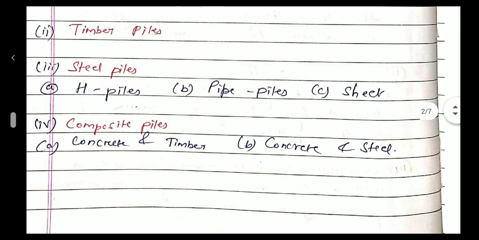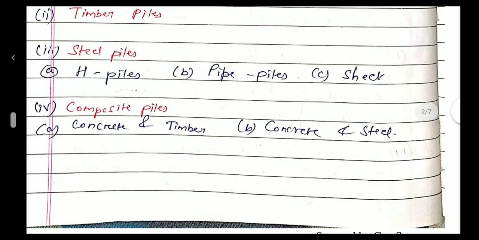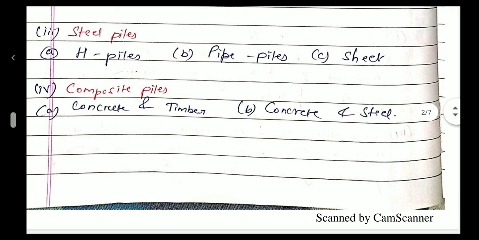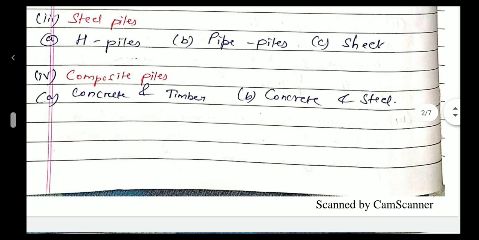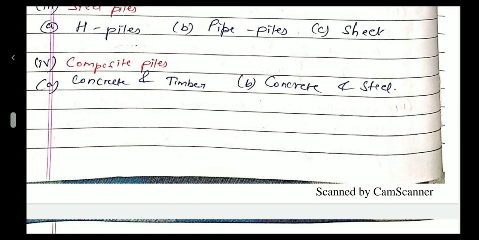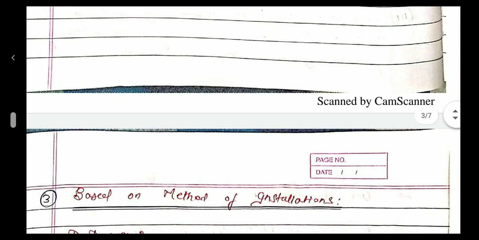Then steel piles. Steel piles are of first type H piles, then pipe piles, then sheet piles. Sheet piles are used to restrict the seepage force or seepage pressure in earthen dams. Then composite pile. Composite pile means the piles which are made up of two different materials, like concrete and timber, or concrete and steel.